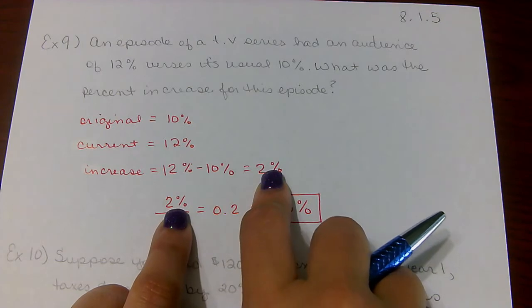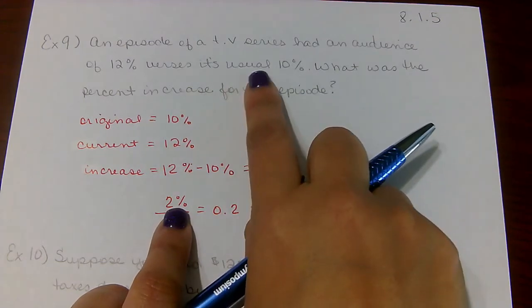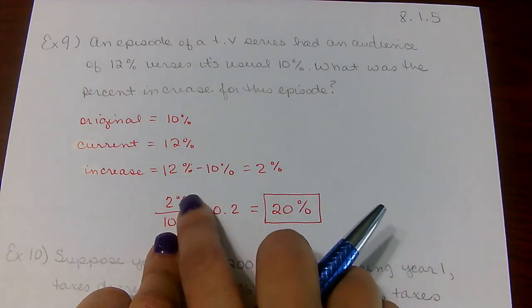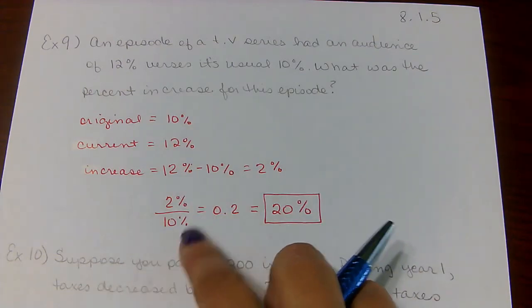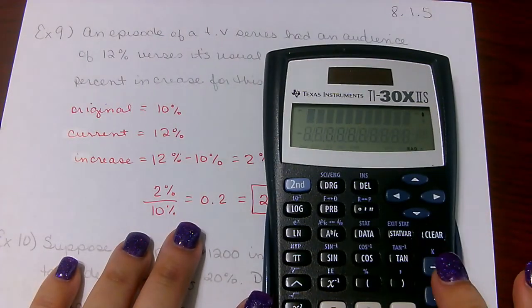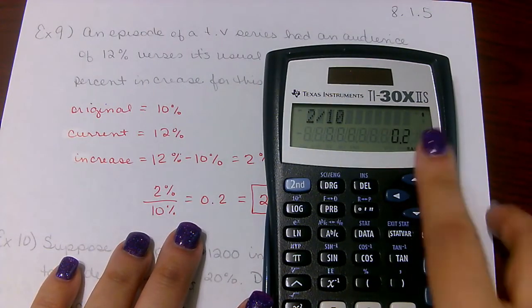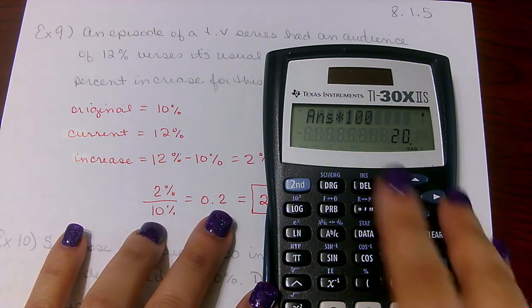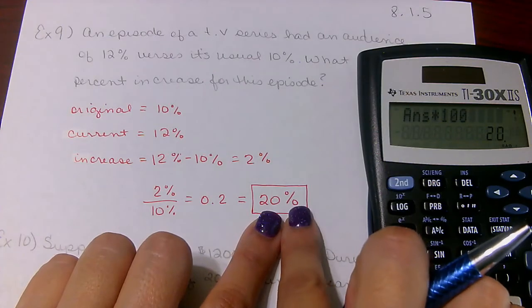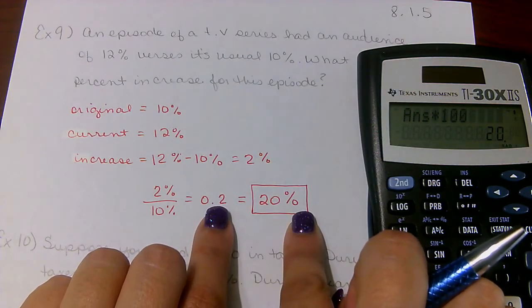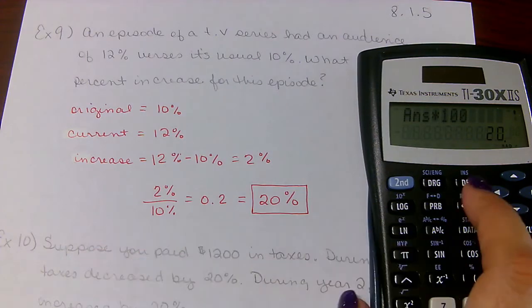The original value, or the usual value, is going to be 10%. So here I can do 2 divided by 10. The percent signs will cancel out, so all I'm going to do is 2 divided by 10, and I get 0.2. Multiply this by 100, and you get 20%. You still need to add this percent sign because this is decimal form. This is your percent form.